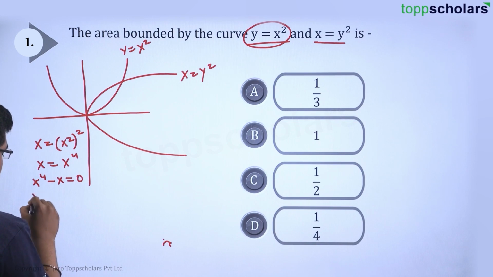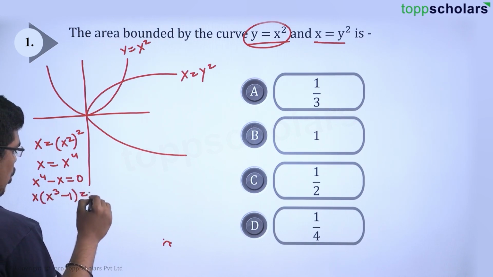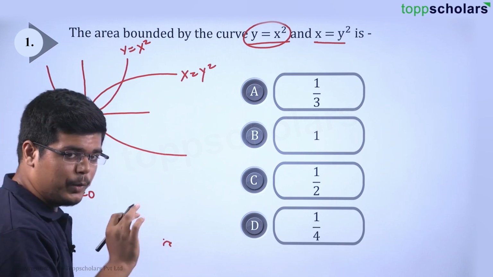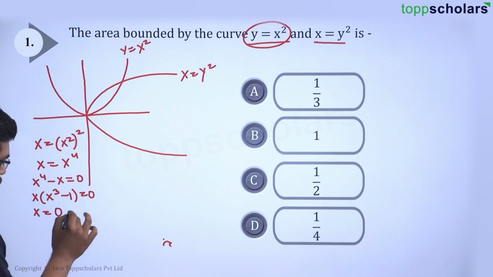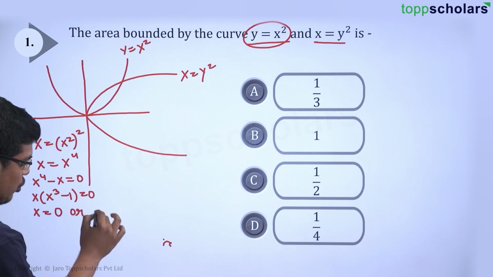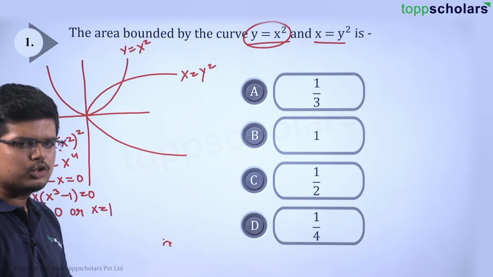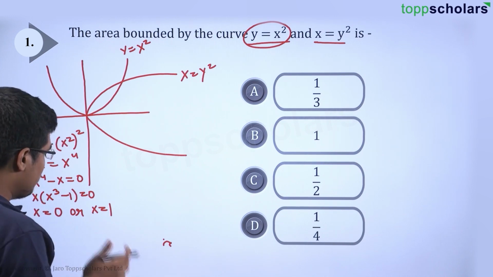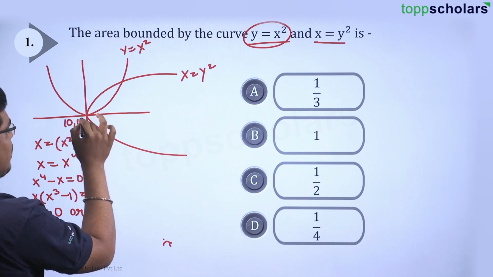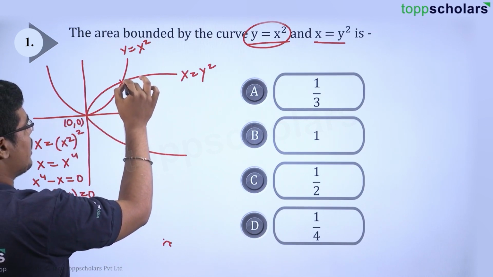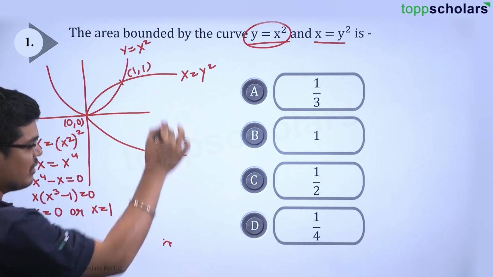Students, you take x common, we get x cube minus 1 is 0. From here, we want the real solutions, which means the solution will either be x equal to 0 or x cube equal to 1 means x equal to 1. Obviously, there are two imaginary solutions also, but let's not talk about that right now. So, here the first point of intersection is origin and the second point of intersection has x coordinate 1 and the y coordinate will be x square. So, even that is 1.